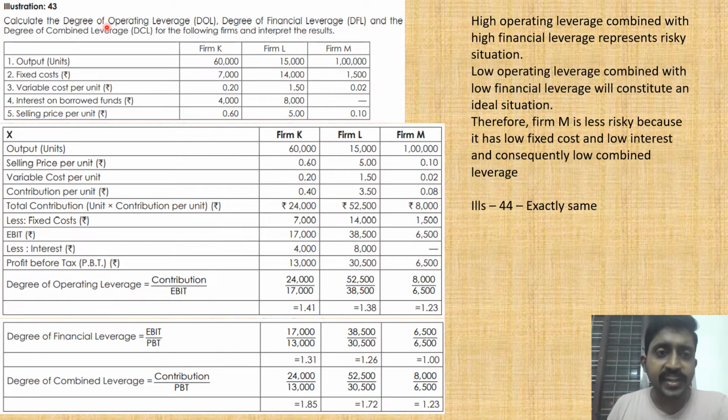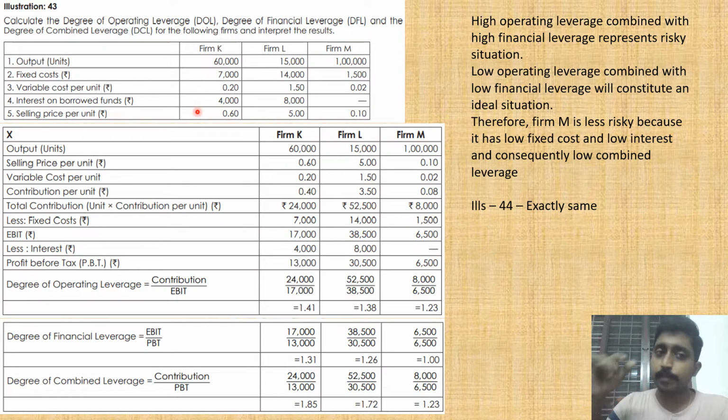Okay, calculate the degree of operating leverage. So this is a very basic problem from leverage: degree of operating leverage, degree of financial leverage, and degree of combined leverage. So some details are given. Let's see what are the details given. Output of the firm. So let's assume that output is the sales also, and output is the production quantity also. So fixed cost is given, variable cost per unit is given, interest on the borrowed fund is given, selling price per unit is given.